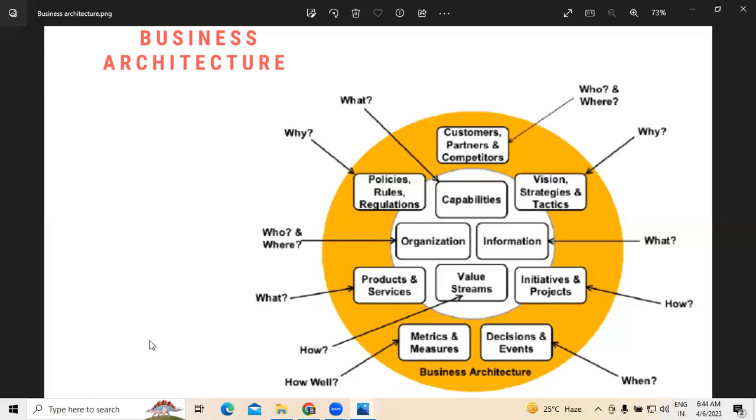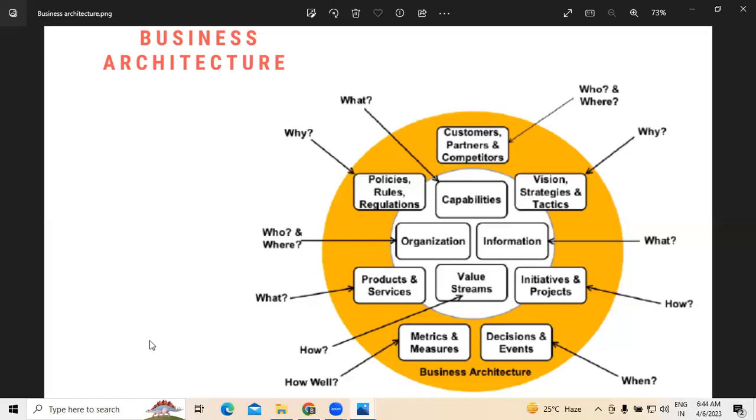So understanding the business capabilities is equally required here. At the same time, we must be knowing about the customers, followed by the competitors, partners, all that, right? So who are our customers? Where are our partners and competitors? That sort of understanding and knowledge is equally required.